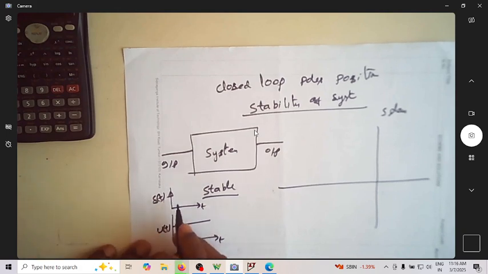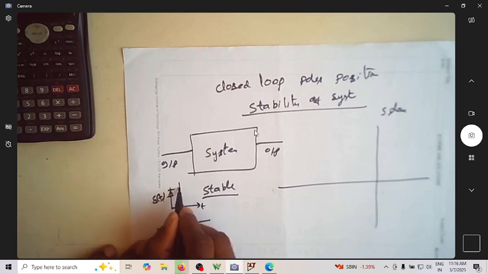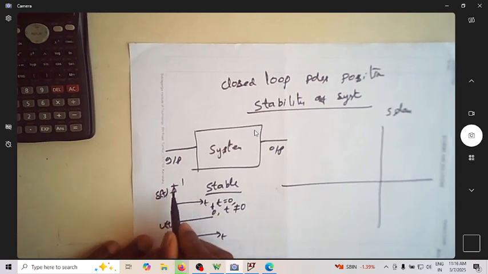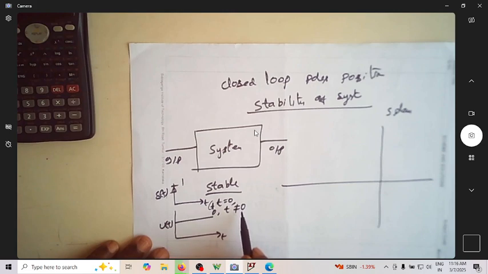What is this delta of t? Delta of t is equal to 1 at t equal to 0, and it is equal to 0 for all values of t other than 0. Correct? This is how you define a delta function. A delta function has got a magnitude of 1 at only t equal to 0. For other values of t other than 0, its value is 0.